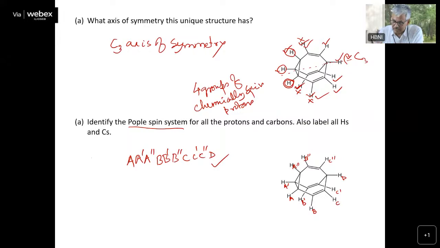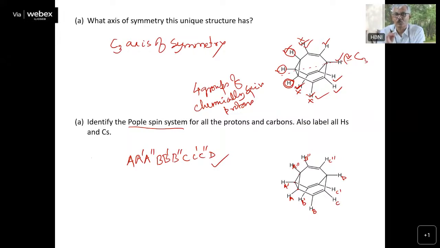Similarly, all these carbons are also different. Even this carbon, they are also different. So they have also the same popular spin system. I have already labeled the protons, so you can give the same labeling to the carbons also.